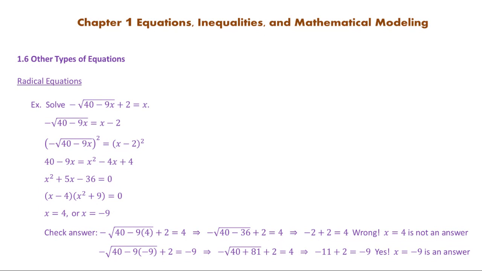All right. So that's one of the things you should be really cautious about when you solve radical equations. You need to double check the answer at the end. Any questions for this example? No question. Then let's just go to the next example.